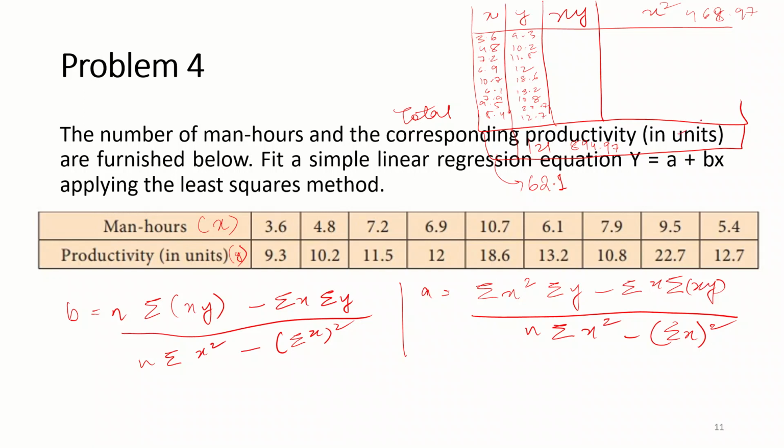So it is coming 897.13. Yes, same. 979.13? Yeah. 897.13.